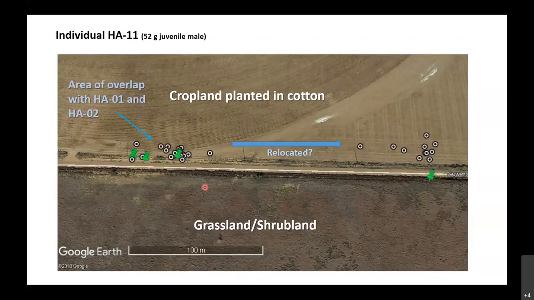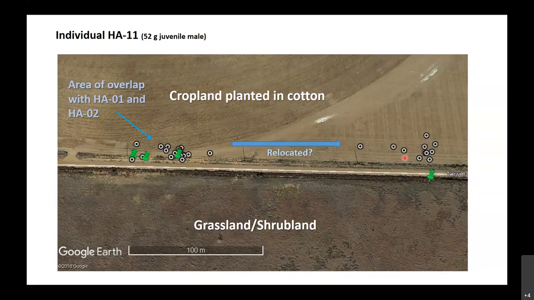Okay, so here now is a juvenile male, kind of in the same area. So we've actually moved down the road a little bit. HA1 and HA2 have overlap here with this individual. And notice that there are two very spatially distinct areas of activity here.